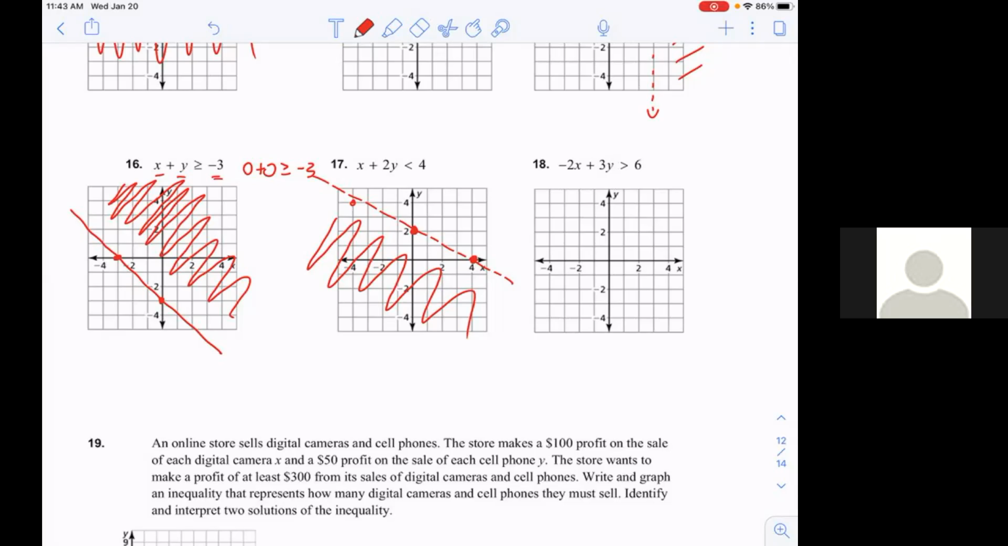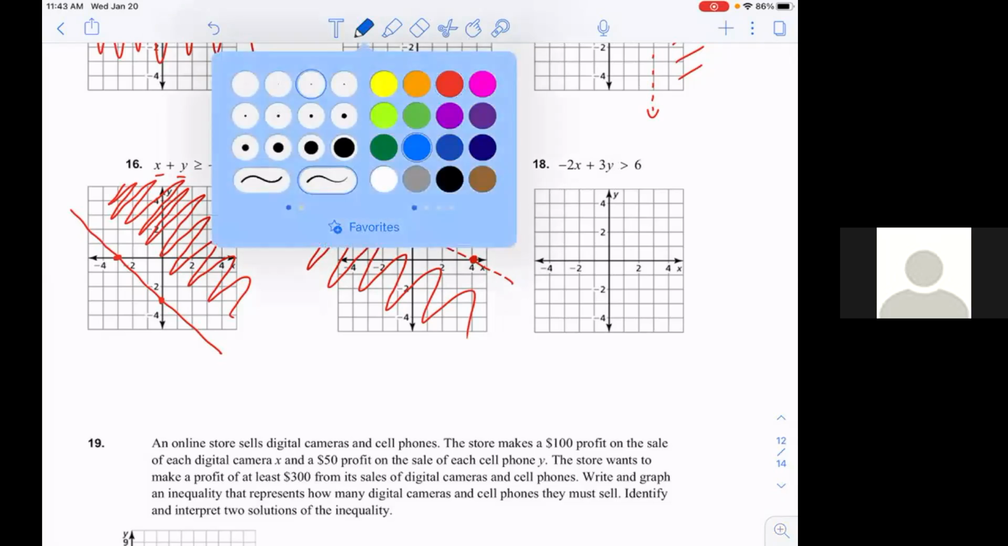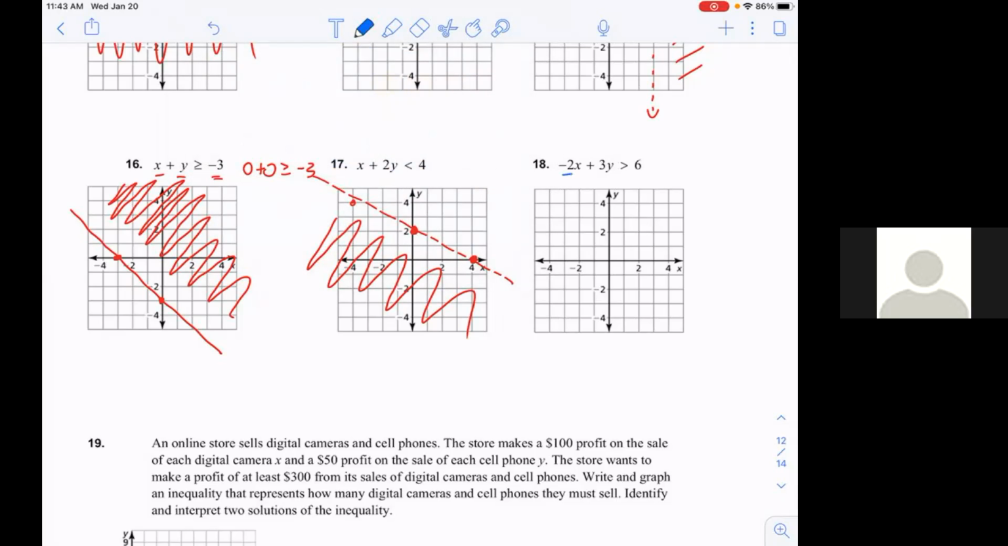All righty, let's test this out. I'm tired of red. Blue. Here we go. Again, negative 2x is equal to 6. So that means on the x-axis it's going to cross over here at negative 3. I'm going to have 3y is equal to 6. So that means on the y-axis it's going to cross here at 2. Because there is no equal sign, we're going to draw a dashed line through here.